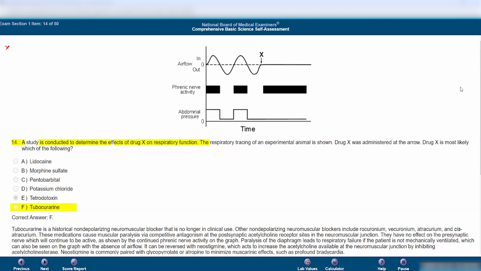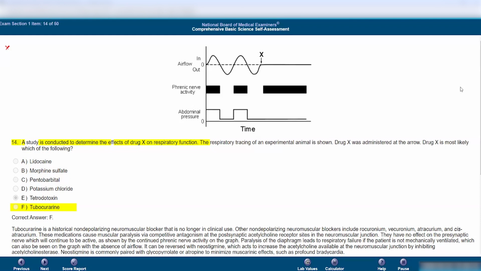Lidocaine is obviously like an inhaled, or maybe it's not inhaled. I think it's an anesthetic, and so I was like, no, I don't think it's going to be there. Pentobarbital, I was like, I don't think it's that. I didn't remember what tetrodotoxin did. I know it's from the pufferfish, or like the sushi, but I didn't know what it did. Maybe it's that. I just went with it.